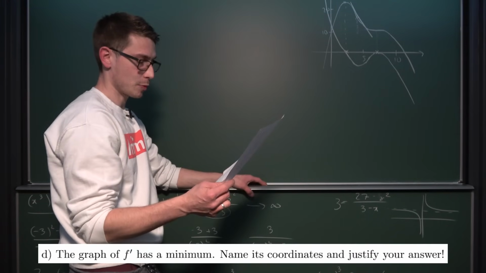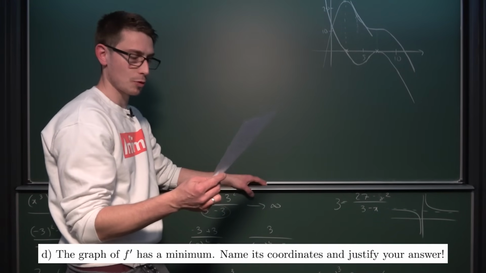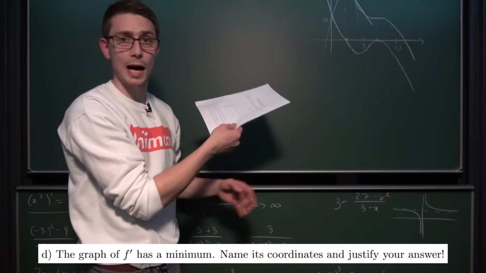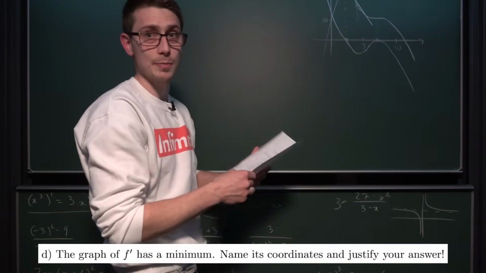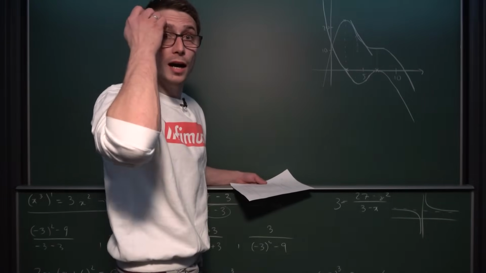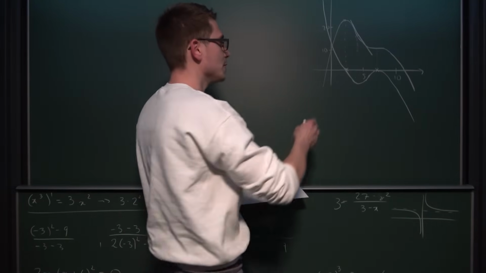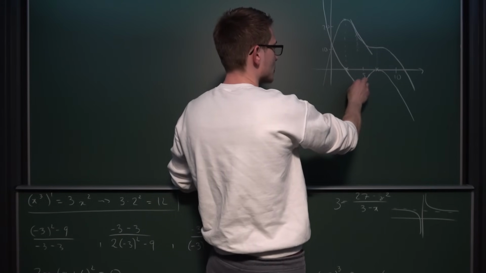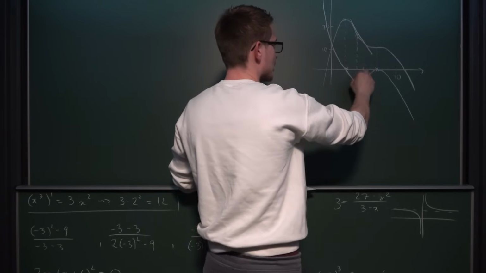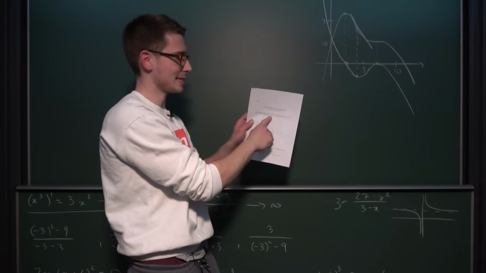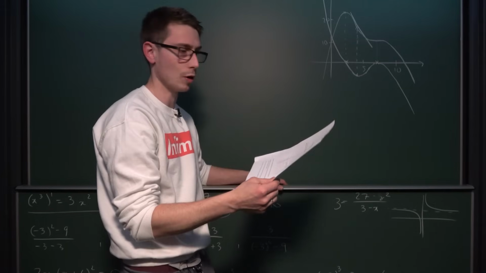The graph of f prime has a minimum. Name its coordinates and justify your answer. Now, if you have sketched this out, then it's already rather easy, because what you already have given by those arguments is the x value of the minimum of the derivative function. Namely, it's going to correspond to the x value of our inflection point. So in this case, the exercise says it's going to be 4.